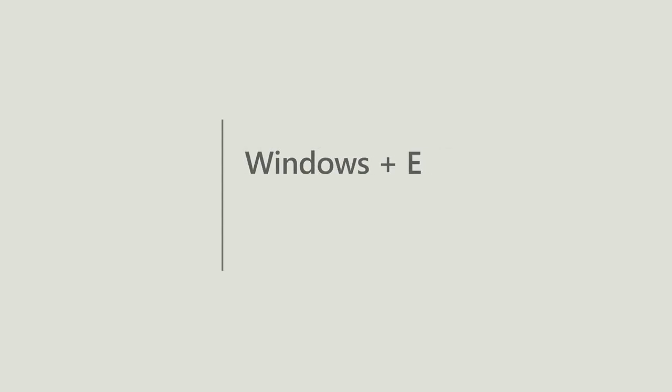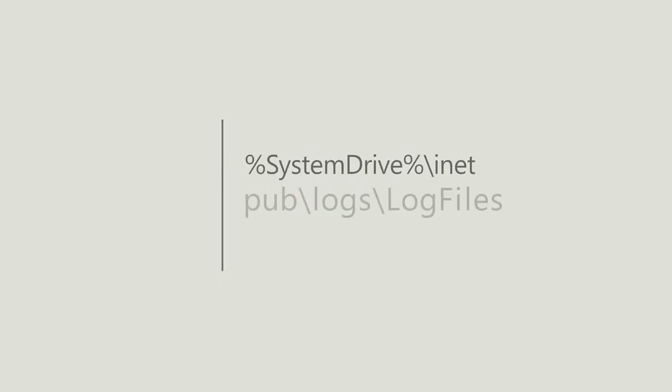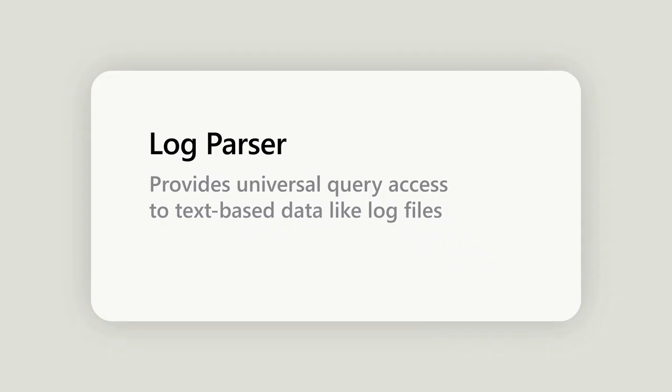To access IIS logs, open File Explorer by pressing the Windows and E keys at the same time, and navigate to the IIS logs directory by entering this file path in the address bar of File Explorer. These logs are not part of Windows event logs and need to be analyzed separately using tools like Log Parser.